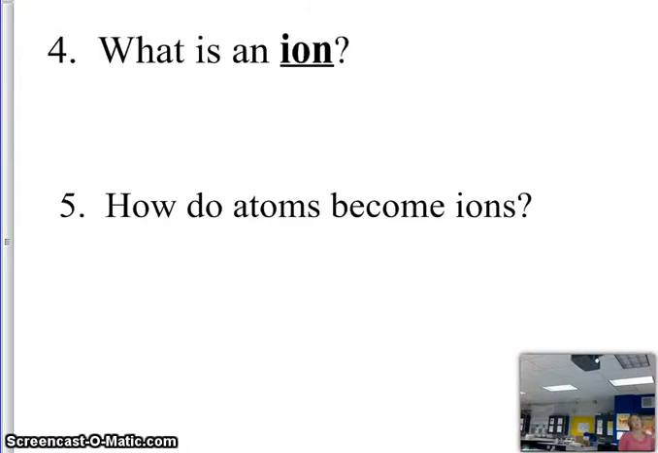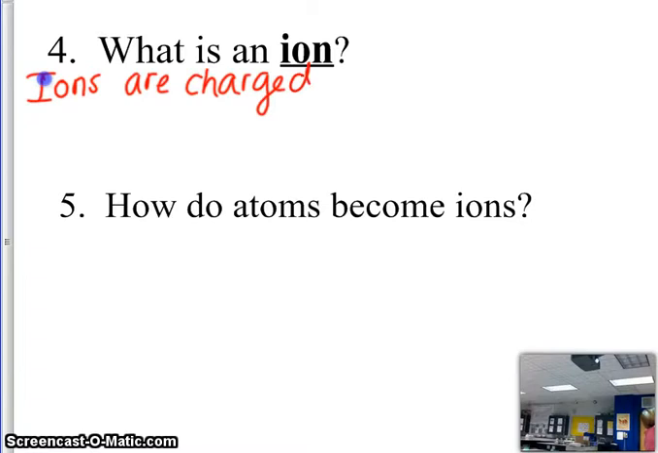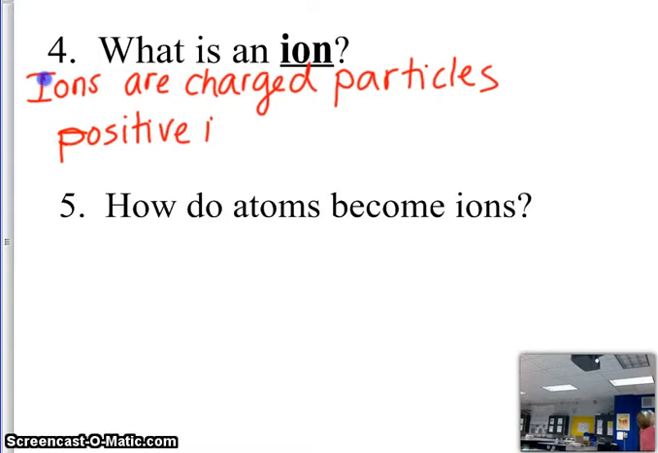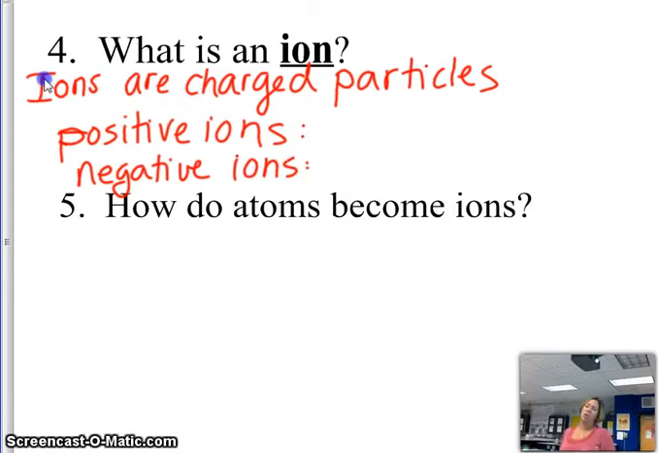What happens though if you don't have an atom? What happens if you have an ion? Ions are simply charged particles. Okay? There's 2 ways you can be charged. You can either have a positive charge or you can have a negative charge. Remember, because if you don't have a charge, we call you an atom. But if you do have a charge, we call you an ion.